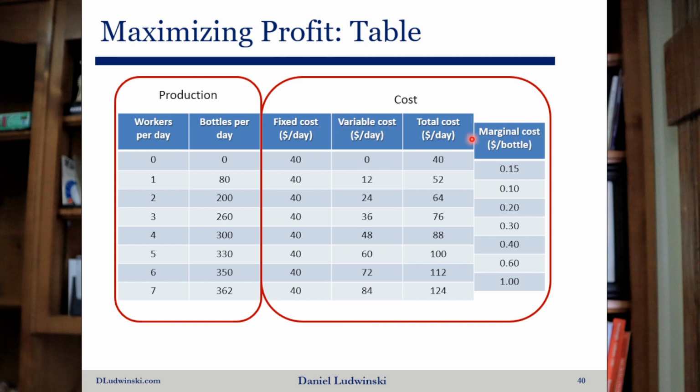Marginal cost is the increase per bottle. So this is actually technically the average increase in our total cost. Moving from 0 to 80 bottles, our total cost went up by 12. 12 over 80 is 0.15. So this is our marginal cost.